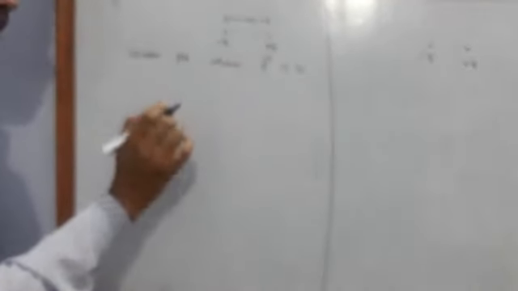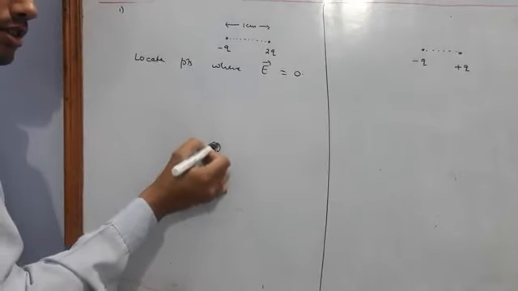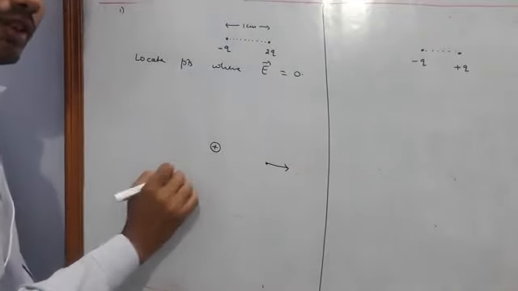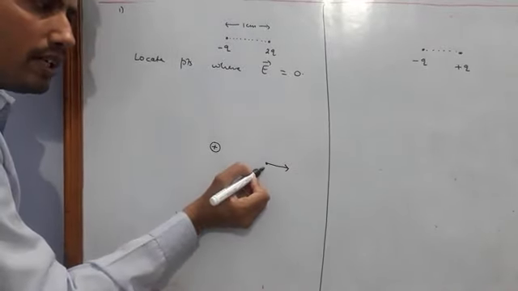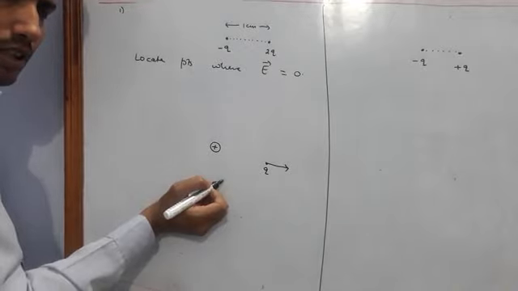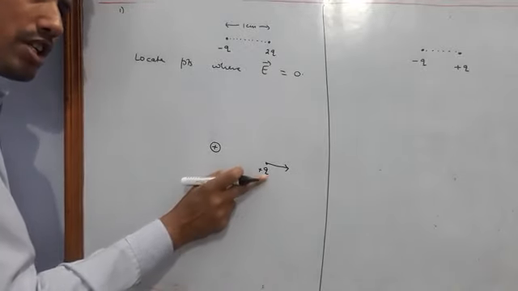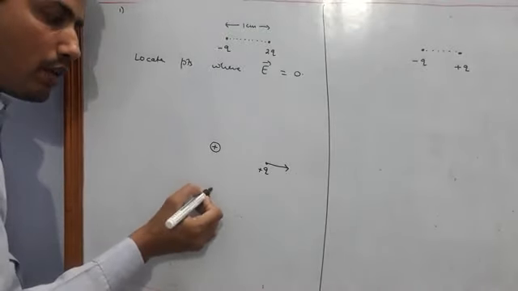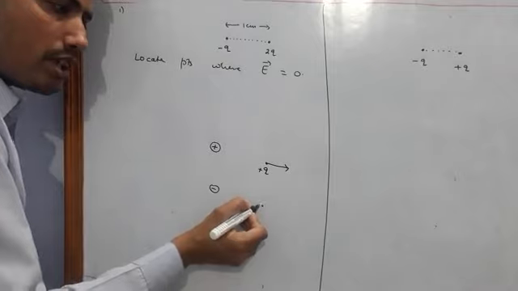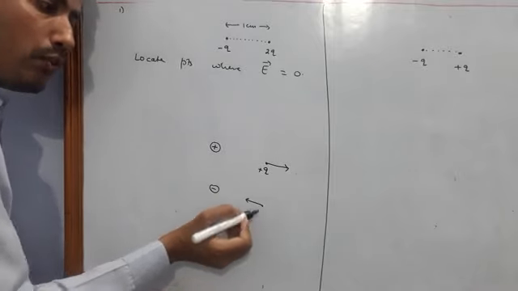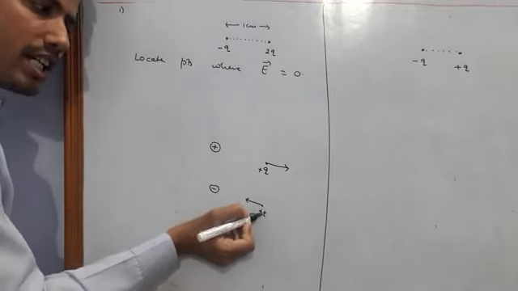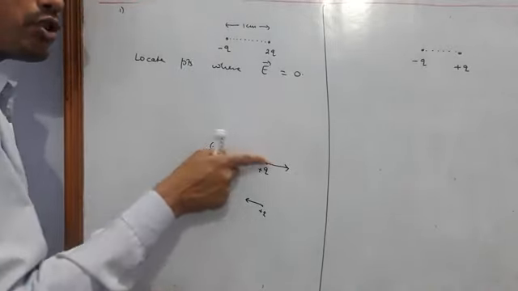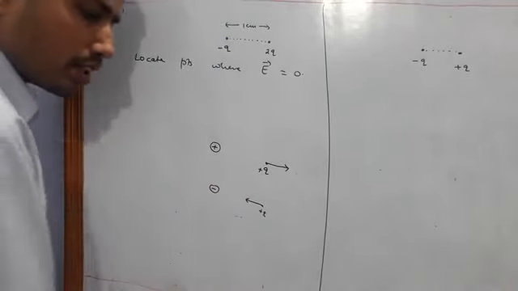Before discussing this, let me remind you, if we have a positive charge, then at a point the electric field will be directed away from it. Why? As I told, when you bring a test charge, which is always taken as positive, then it will be repelled. And if we have a negative charge, then at a point the electric field will be towards it, because if we bring a test charge, then the test charge will be attracted. So the direction of electric field is always away from positive charge and towards negative charge.